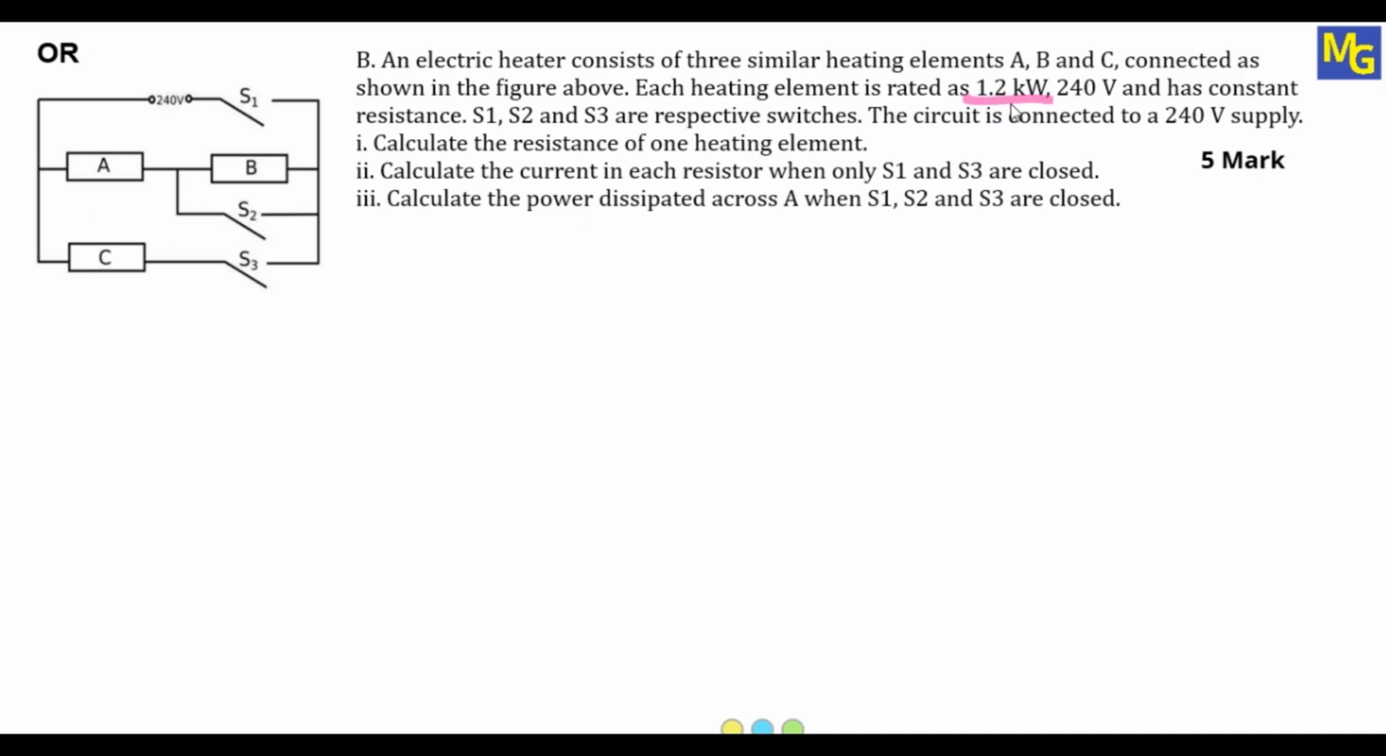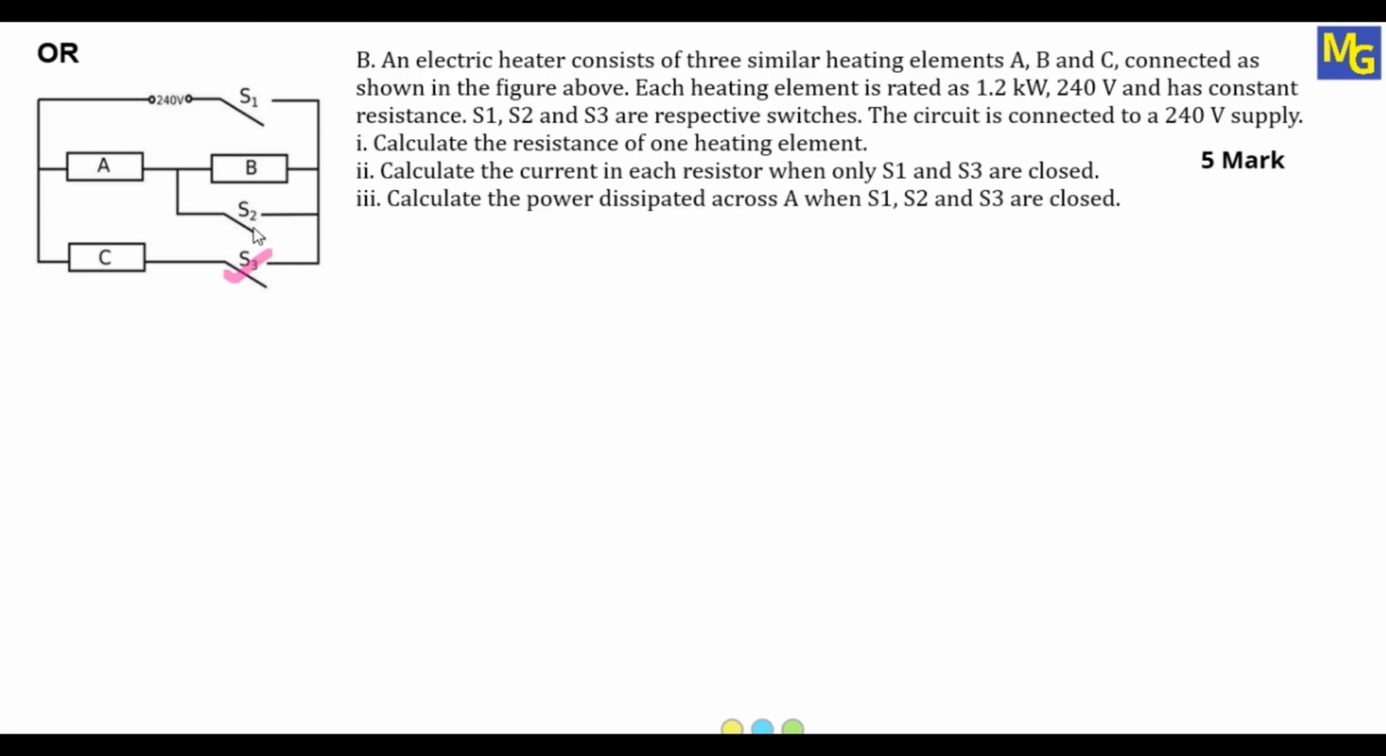Then 240 volt and has a constant resistance. So voltage is how much? Voltage is 240 volt. You can see here 240 volt, and has constant resistance. So all the heating elements have the same, constant resistance. Next, S1, S2, S3 are the respective switches. Here we have three different switches, S1, S2 and S3. Depending on the use, we can turn particular switches off or on.